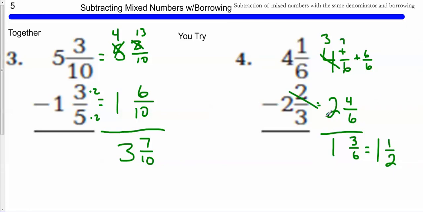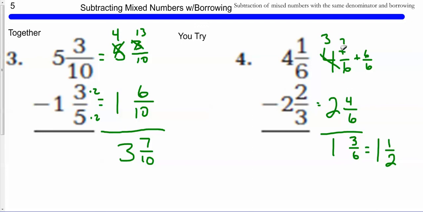Welcome back. Here's how we did. My common denominator is 6. My equivalent fractions, 1/6 and 4/6. Okay. I can't do 4 minus 1, so I need to borrow.